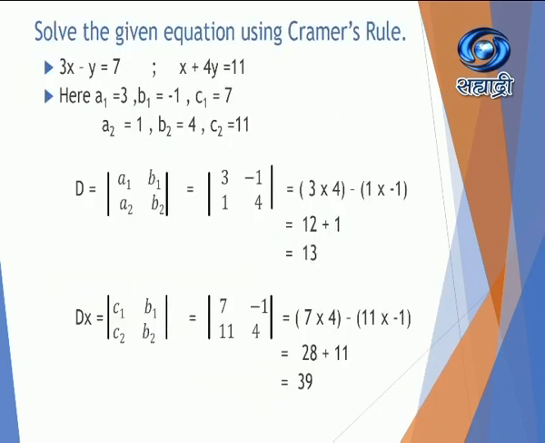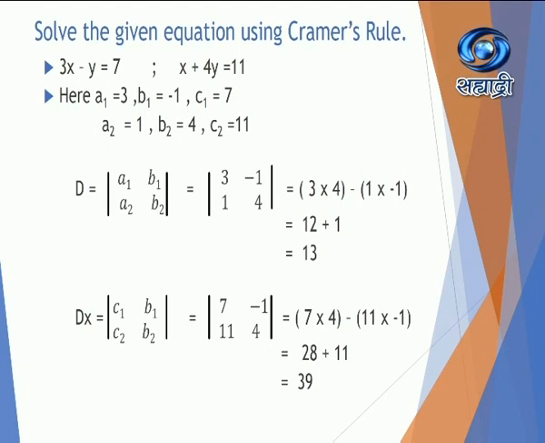Here it is. Solve the given equations using Cramer's rule. The first equation is 3x minus y equal to 7 and x plus 4y equal to 11. Now here a1 is 3, that is the coefficient of x. b1 is minus 1, that is the coefficient of y, and c1 is 7. a2 is the coefficient of x in the second equation, that is 1. b2 is the coefficient of y in the second equation, that is 4, and c2 is 11.